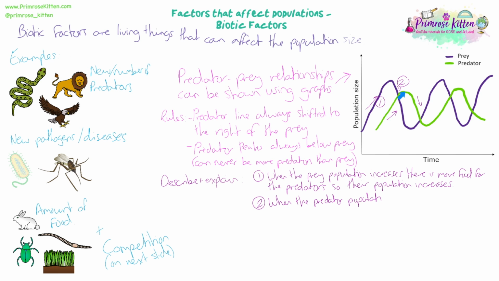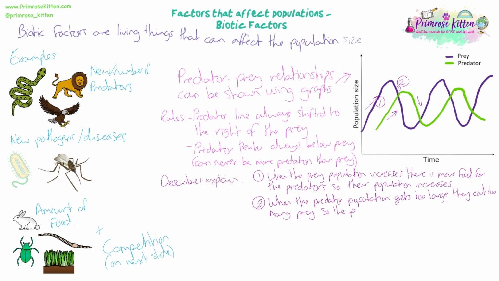But now our predator population has got quite high. There's a lot of predators. So they actually end up eating too much prey because there's so many of them. We've shifted the balance one way, so there's now loads of predators. They eat too many prey, so that prey population decreases.